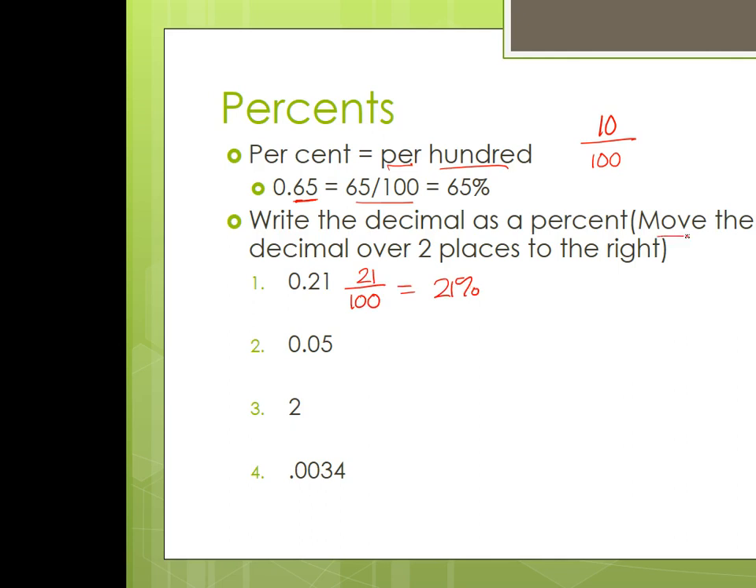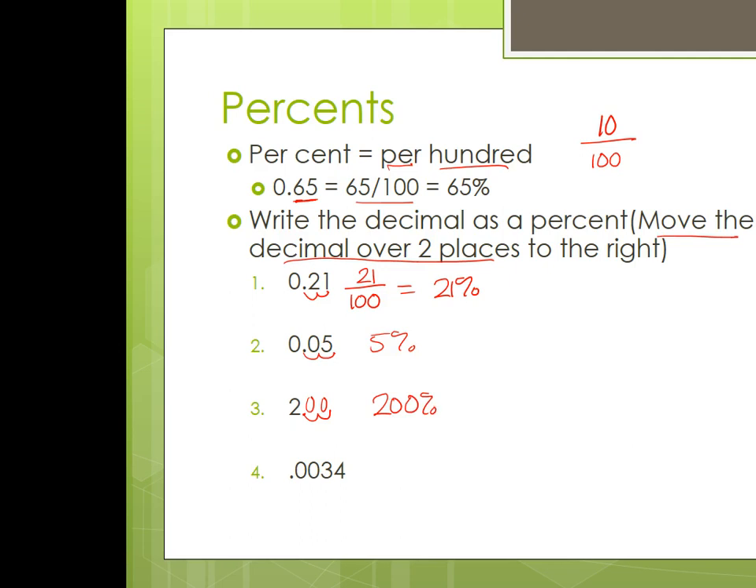Or the easy way is just to move the decimal 2 places to the right. So to the right would be 21%. Here, same thing. You could do 5 100ths or just move the decimal over twice and you get 5%. Here, there's no decimal, so it's technically right there. So if you move this over twice, you need to add in zeros there. So 2 is actually 200%.